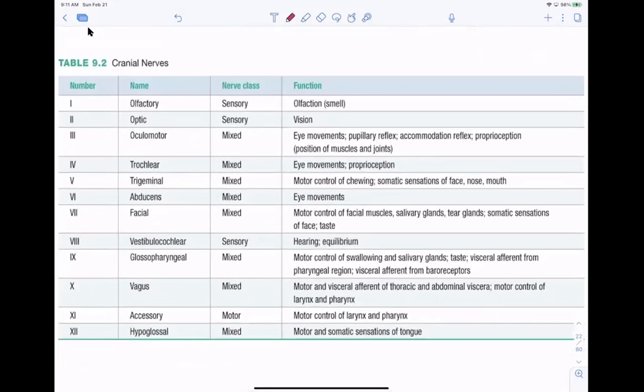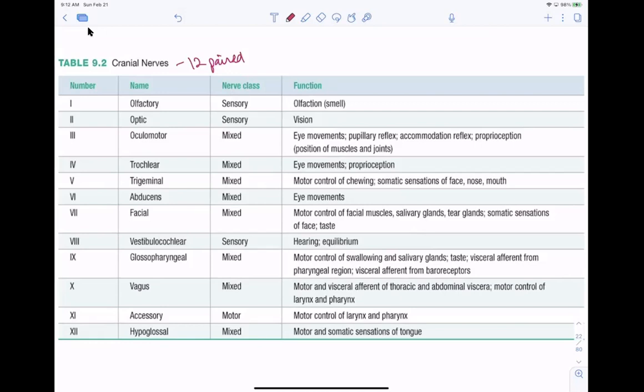You have 12 paired cranial nerves. They're called cranial nerves because these nerves originate on the brain or brainstem. And there's one on the right, one on the left, just like spinal nerves. But unlike spinal nerves, which originate from the spinal cord, these nerves can be pure sensory in or pure motor out, or they can be mixed.